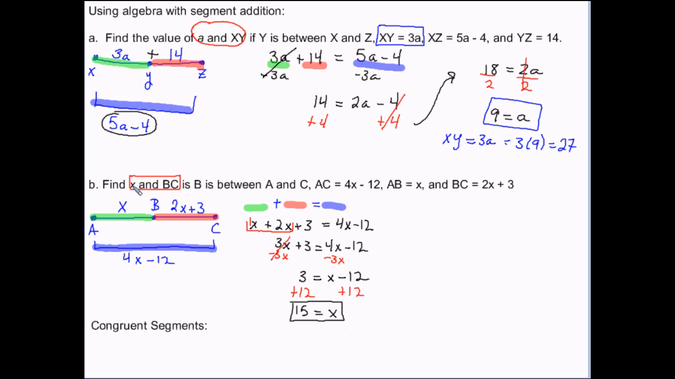So I found x, but I also need to find BC. BC is this red segment, the 2x plus 3. So BC is equal to 2x plus 3. X is 15, so I plugged the 15 in where the x was. So I have 30 plus 3. So BC would be 33. Okay, and just be aware of that. Sometimes it'll just say find x. Sometimes it'll just say find BC. And sometimes you have to find both. Well, if it says find BC, you have to find x in order to find BC.